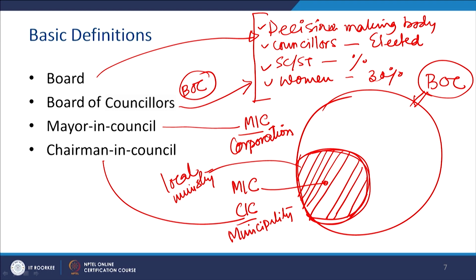Conceptually, if the total number of members of parliament is more than 500, only about 50, 60 or 100 are ministers. Similarly, if the total number of board of councillors members is say 30, there could be 5 or 6 members in a mayor in council or chairman in council. So, mayor in council and chairman in council take the decisions on thematic areas like roads, public health or social development, etc., through various standing committees. So, we will see that.